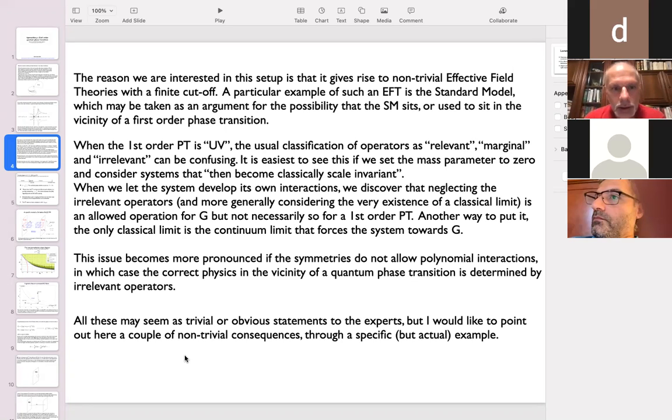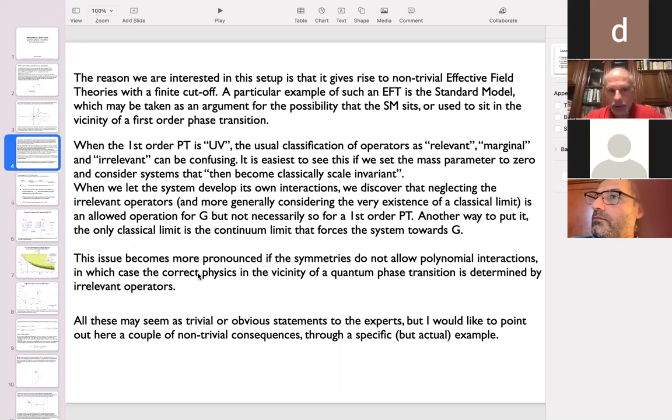So they cannot be as irrelevant as in the vicinity of the Gaussian fixed point. And I will give a specific construction that has precisely this property. Another way to put this is that the only classical limit of the system is the continuum limit that forces the system towards the Gaussian fixed point. If there is another phase transition, which is in the interior of the phase diagram, in that phase transition, there is no classical limit.